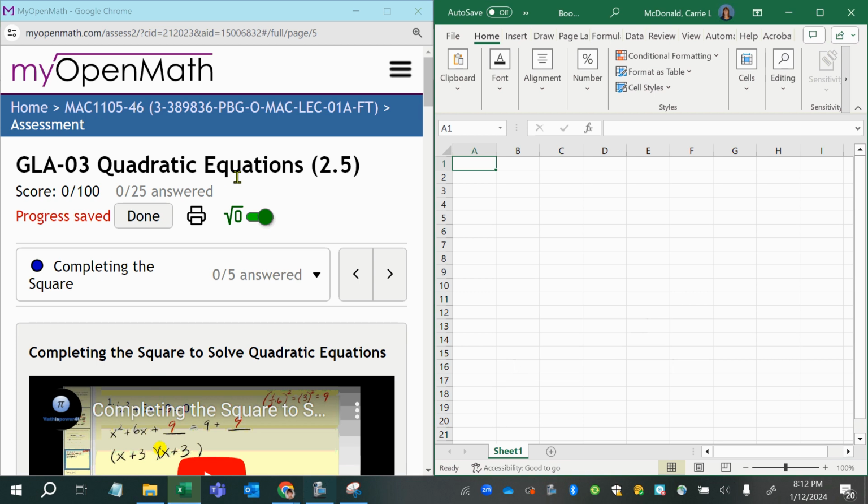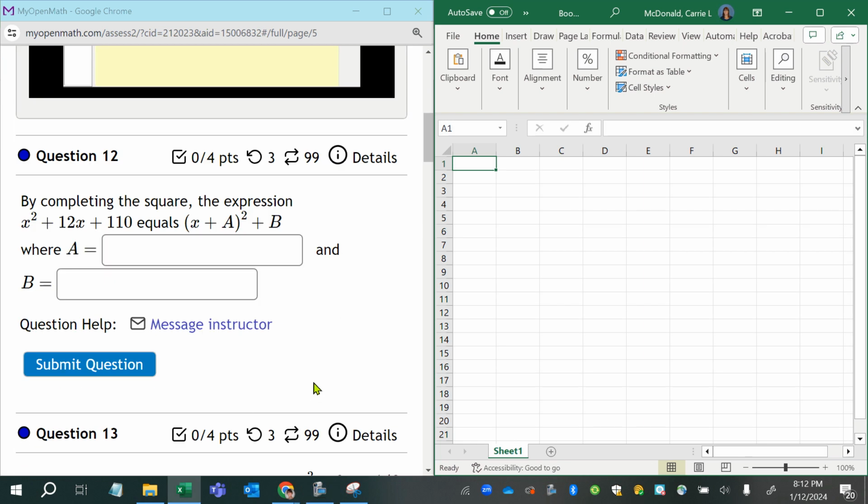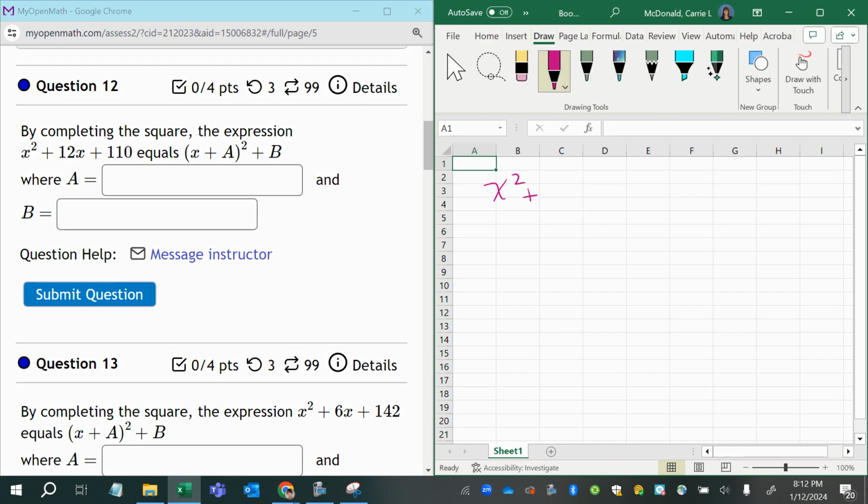All right, we are on page 4 of GLA3 quadratic equations. We are completing the square. So question 12, by completing the square, the expression x squared plus 12x plus 110 equals (x plus a) quantity squared plus b, where a equals what and b equals what?